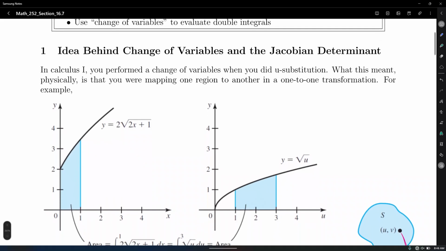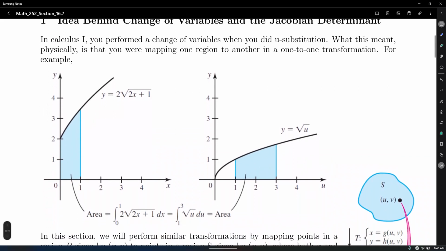Suppose you are evaluating this integral of 2 times the square root of 2x plus 1 from 0 to 1. Well, again, what does that integral represent? That represents the area under the curve given by the function in the integrand, between 0 and 1 having our bound. That's why we needed this checkpoint concept so we can see what we're doing.